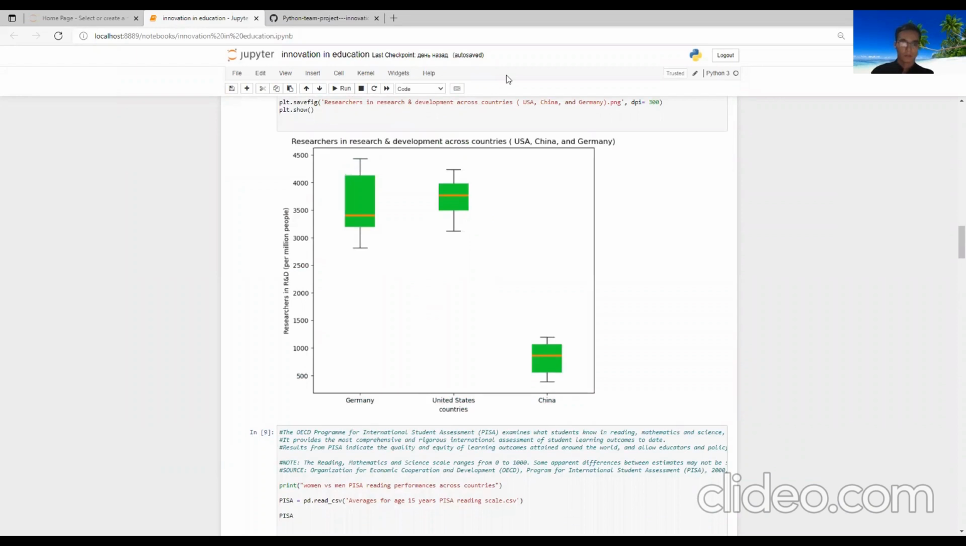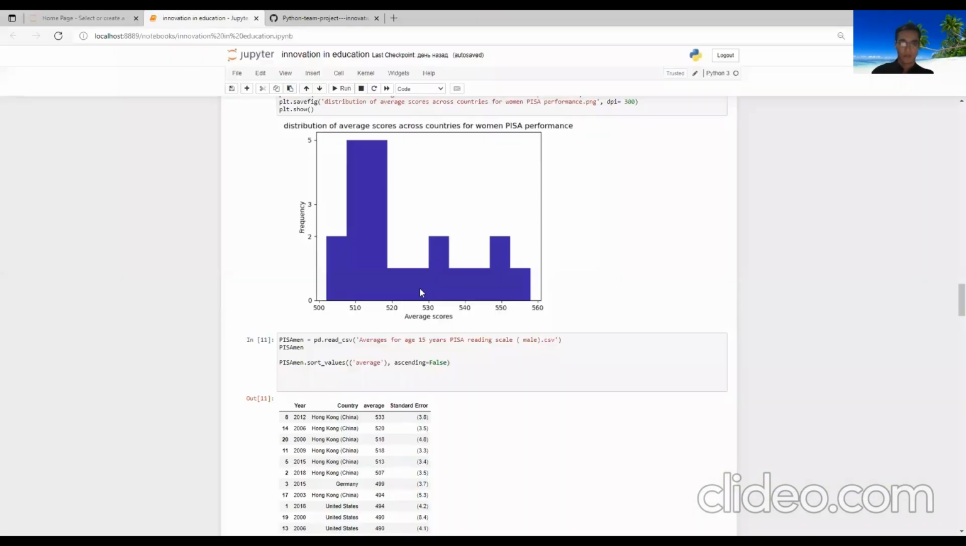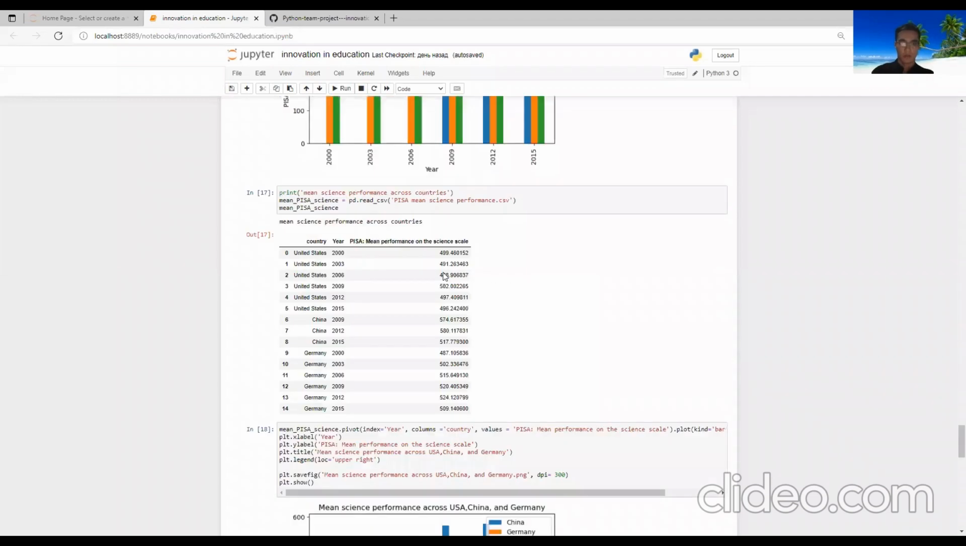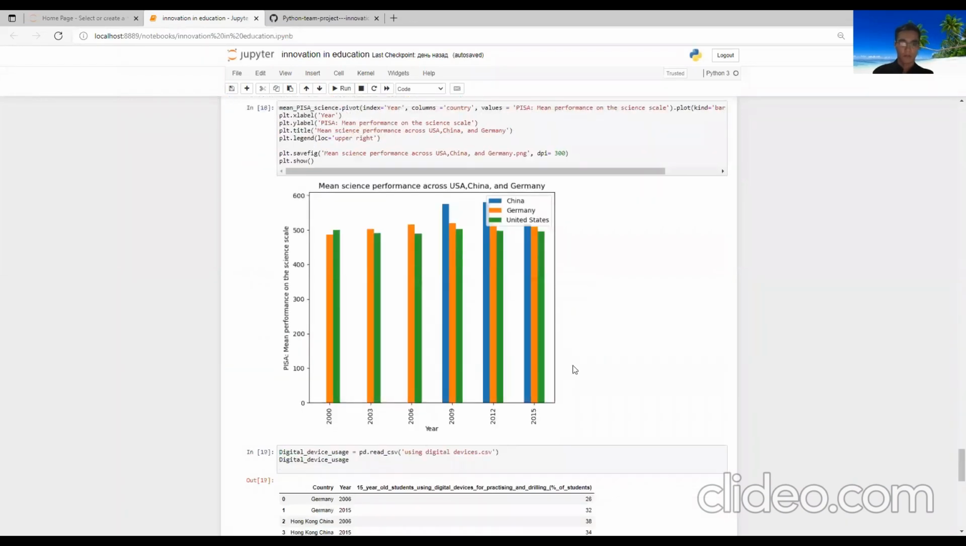And I also compared the mean math performance across countries and mean science performance across countries by using the bar charts that are taken in this section of my Jupyter Notebook code. Here you can see.